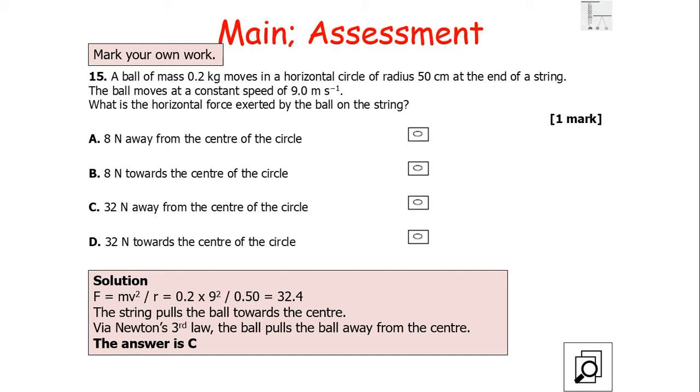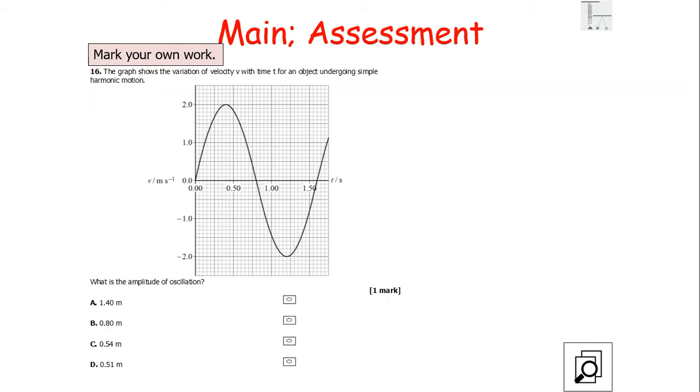So F equals mv squared over r. What is m? 0.2. What is v? 9, from the question. What is r? 0.5, because the radius is 50 centimeters, and we work in meters in physics, so you get 32.4 newtons. And remember, it's acting away from the center because it's the Newton's third law pair, not the actual centripetal force. Right, question 16.